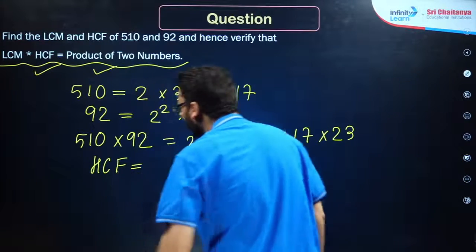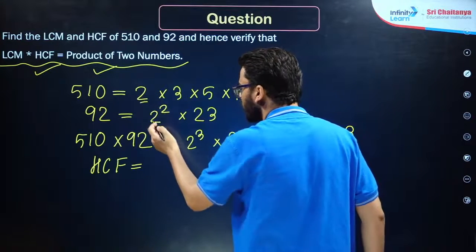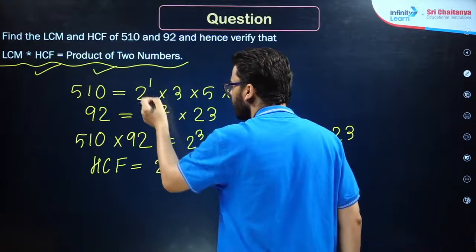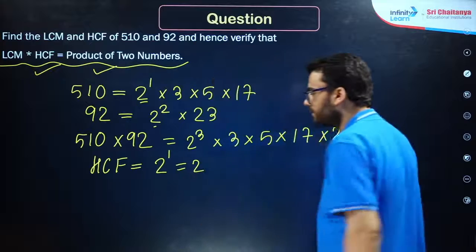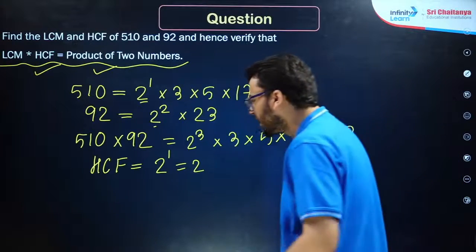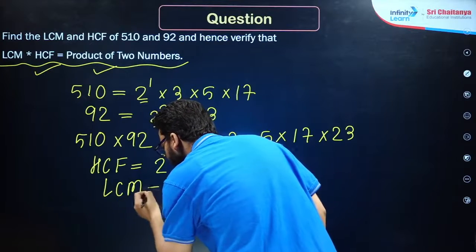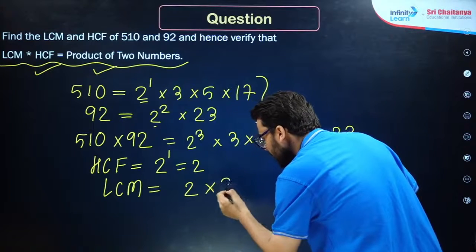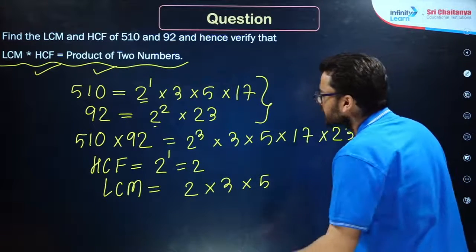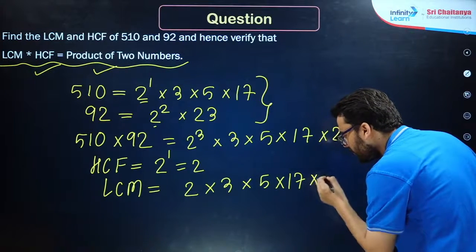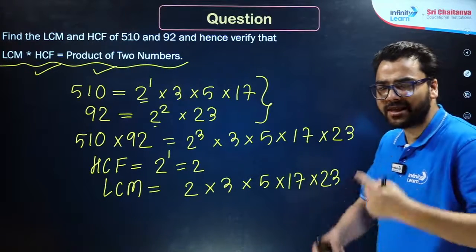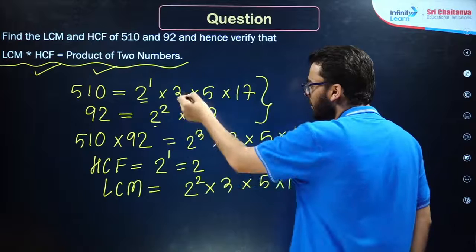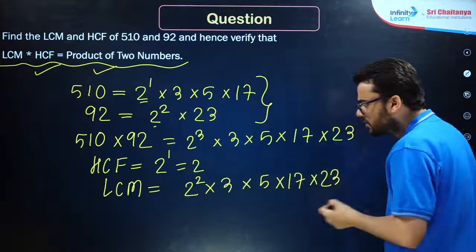HCF is the highest common factor. So the common factor is 2 only. 2 is the only common factor. So 2 will come, with the lowest power of 2. So basically 2 is their HCF. Correct or not? And what is their LCM? LCM means you have to take all the prime factors involved in both the numbers. So 2 will come, 3 will come, 5 will come, 17 will come, 23 will come, right? And then you have to take the highest power of each prime factor. So the highest power of 2 is 2 square, and the others are one time only. So this is the LCM.